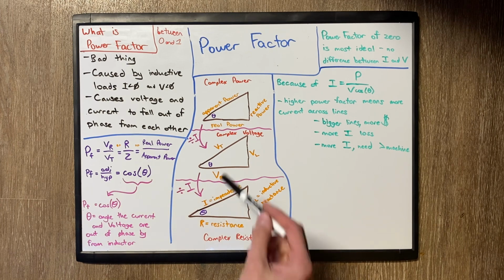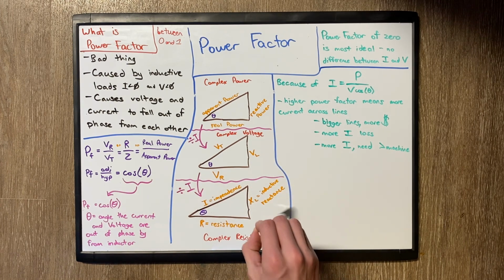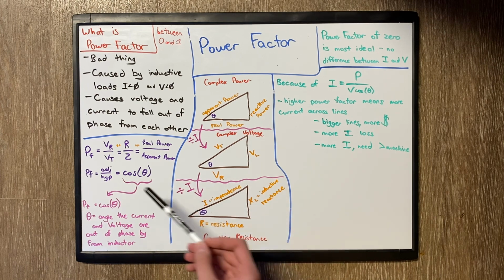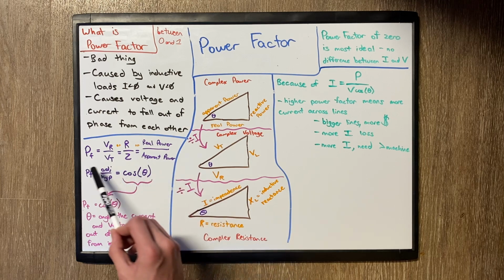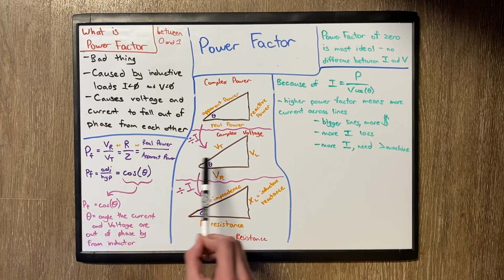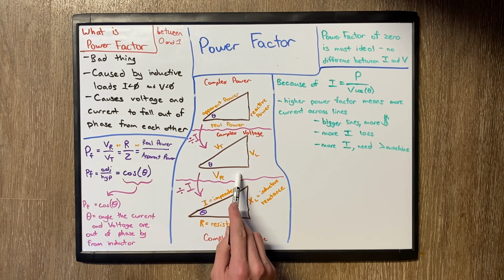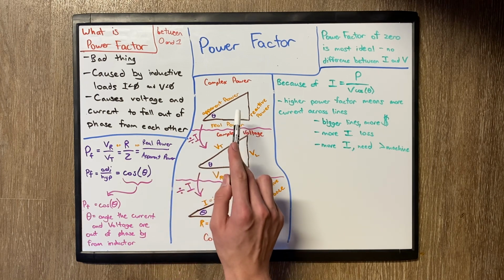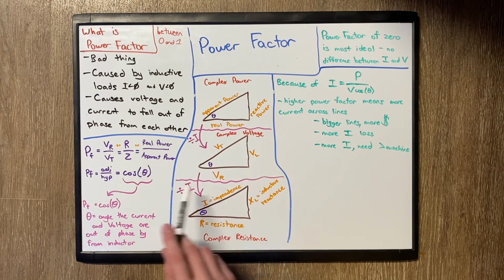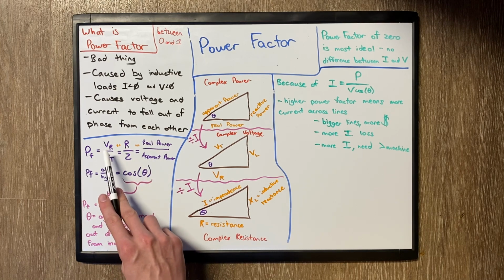So all three of these triangles are showing the same thing, but it's just the difference between the total and the real, and the power factor is the cosine of this angle. So if we're doing cosine, it's the adjacent over the hypotenuse, and it's VR over VT, real over apparent, or resistance over impedance. And that's what I tried to show here, that you can calculate it using any of these three.